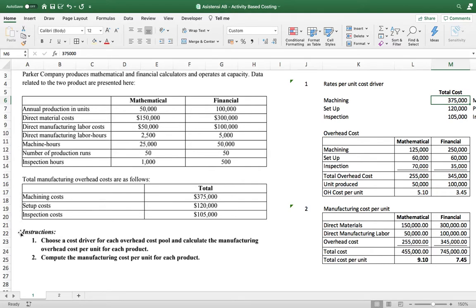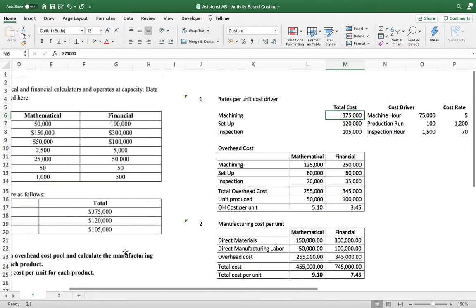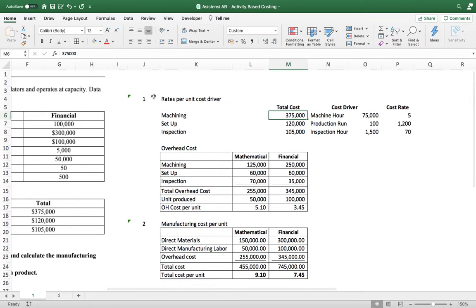The instructions are: choose a cost driver for each overhead cost pool and calculate the manufacturing overhead cost per unit for each product. Compute the manufacturing cost per unit for each product. So for the first part, we are asked to determine the rates for each overhead cost.